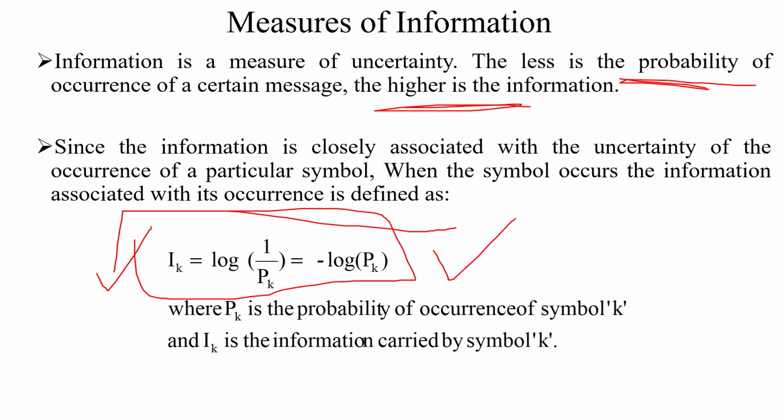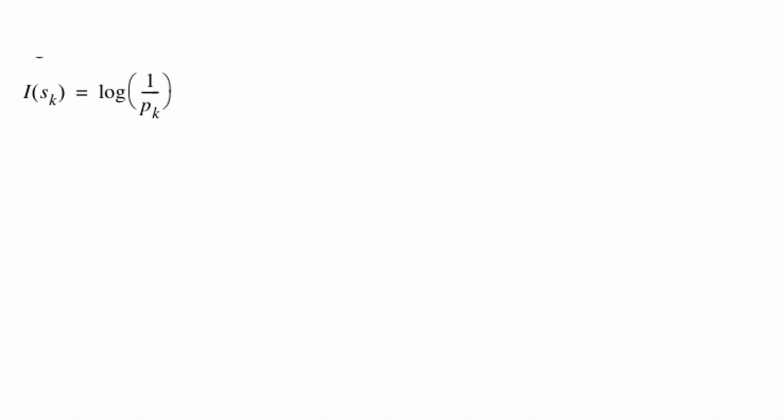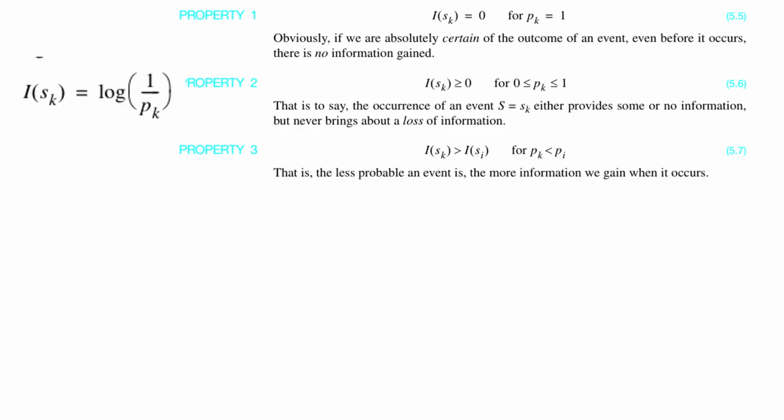So Ik is equal to log of 1 by pk, and that is equal to minus log pk. K is the event, where pk is the probability of occurrence of symbol k, and Ik is the information carried by that symbol k, right? Okay, so this is the most general formula in order to find out the information.